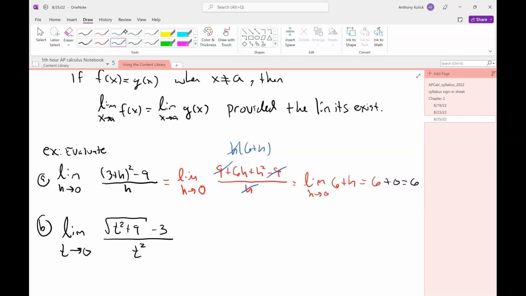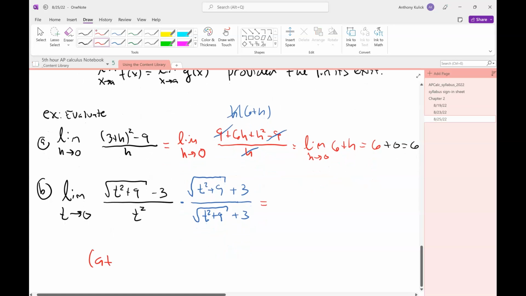Multiply the top and bottom both by the square root of t squared plus 9, plus 3. Why would I? What is that I'm doing? Multiplying by the conjugate. Why is that going to be helpful? Because it cancels the radical out of the numerator.